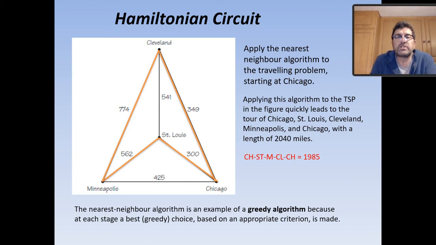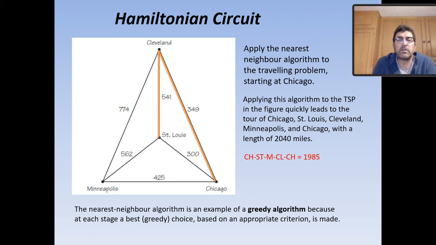So if we went from Chicago to St. Louis, from St. Louis to Minneapolis, from Minneapolis to Cleveland, and from Cleveland back to Chicago, it's 1,985 miles. Okay, so we've completed the circuit from Chicago. Now, in fact, if you look at that circuit, you could start at any one of the vertices. If you complete the circuit that way, you will travel 1,985, and we've seen one with less.